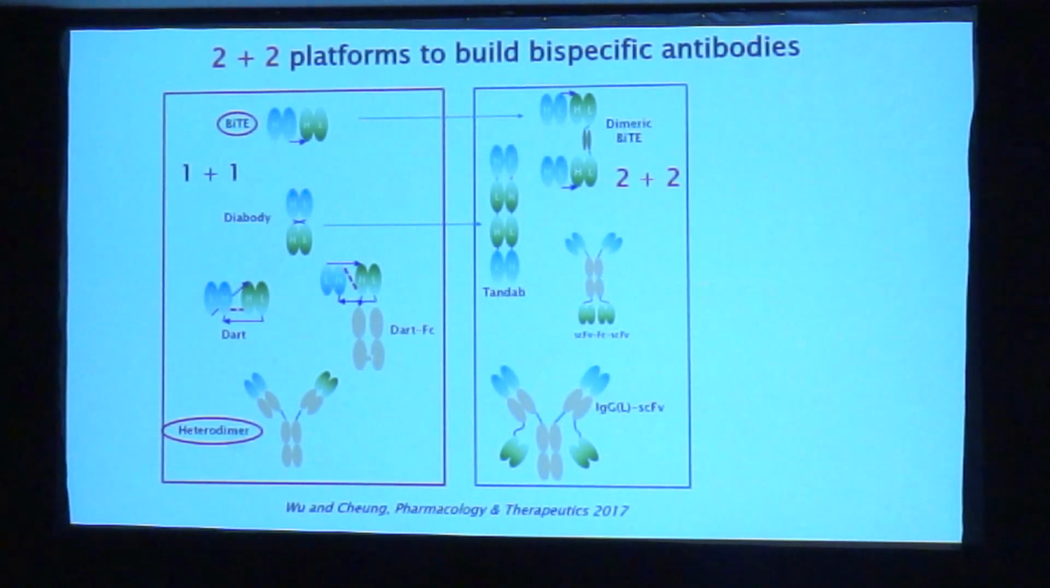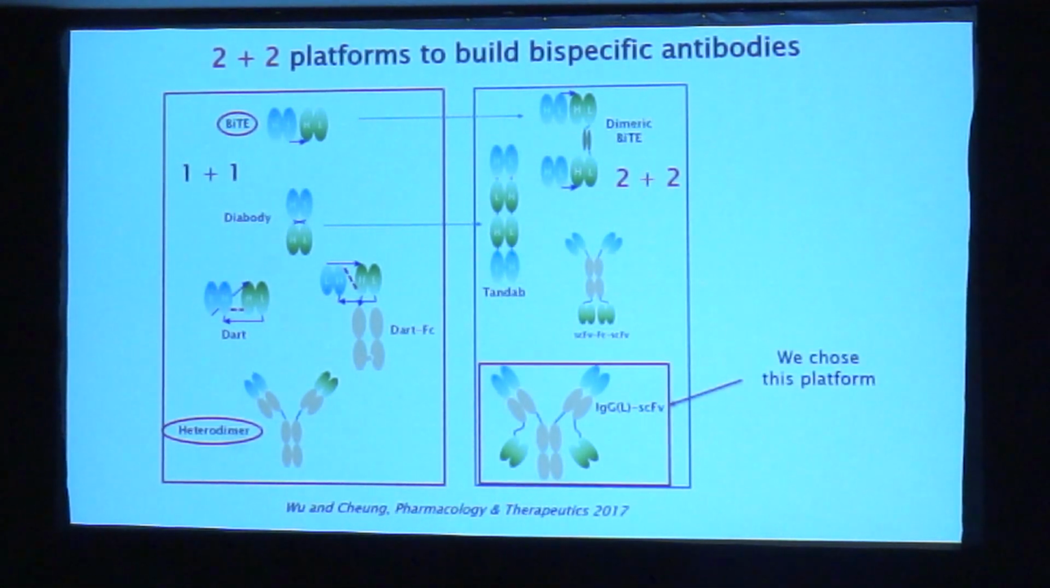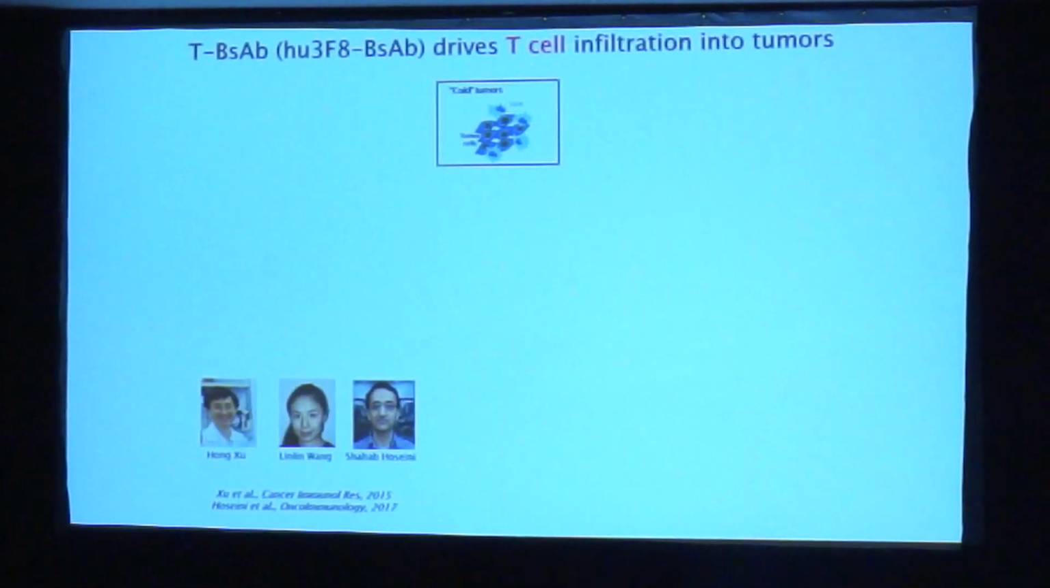But what we are doing right now is to try to use a slightly different approach. And this is an idea where you can actually engage targets using 2 arms, but engaging the T cells, not exactly 2 arms. It's almost 2 arms, but it's not quite. And this is the magic. So let me show you what it does.